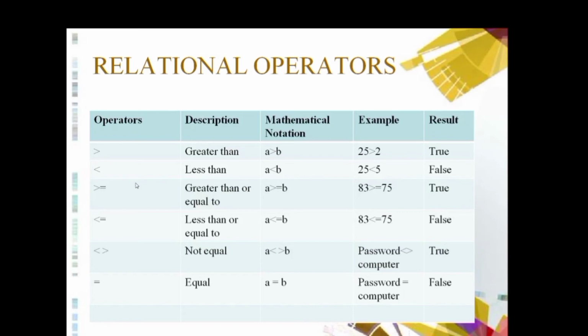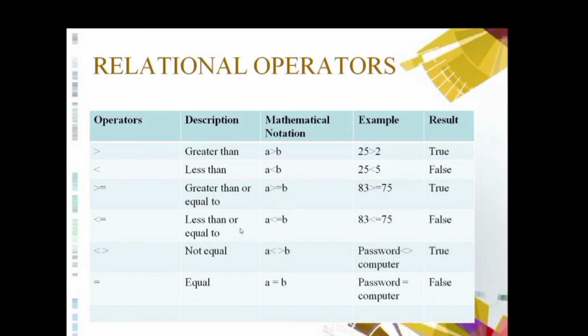The next one is greater than or equals to. It is used between two values to check whether the first value is greater than or equals to the second value or not, okay? So here you have seen 83 is greater than or equals to 75. Here first condition is true, that is 83 is greater than 75, okay? It is not equals to 75, okay? So the value is true because the first condition is satisfied here.